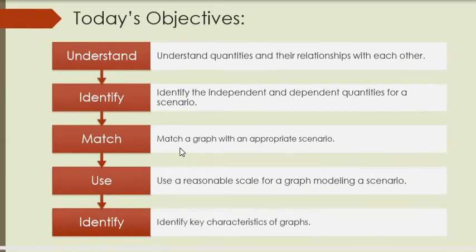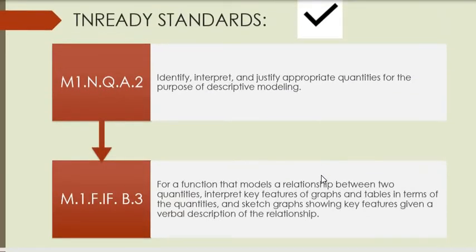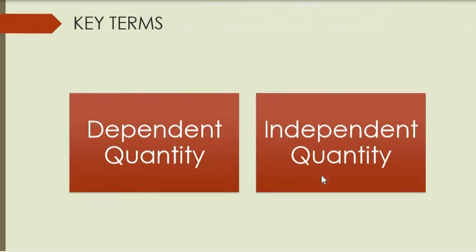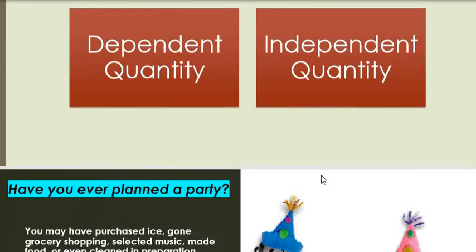In today's lesson, you're going to be understanding quantities and relationships. You're going to be identifying the quantities and their relationships for real-world scenarios. You're going to be matching them. You're going to use appropriate scales for modeling a scenario, and you're going to identify key characteristics of graphs. Here you see the Tennessee State Standards, and then you have the key terms dependent quantity and independent quantity.